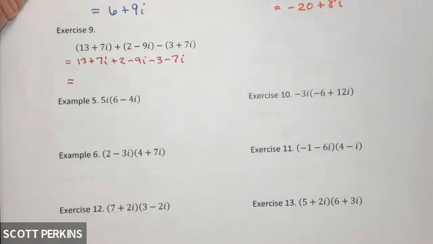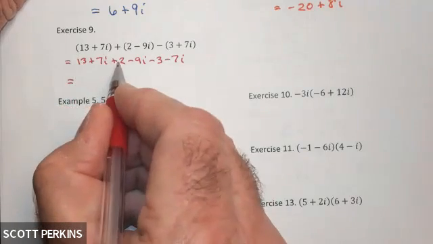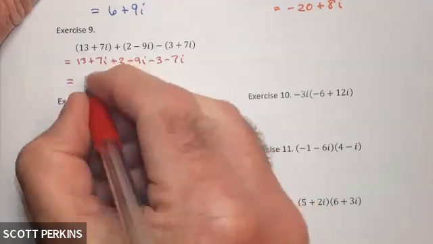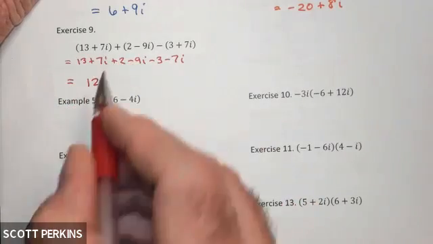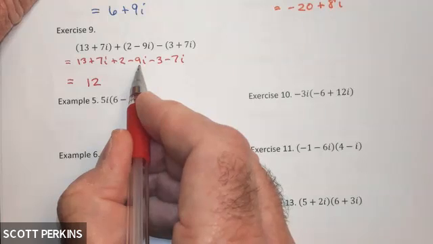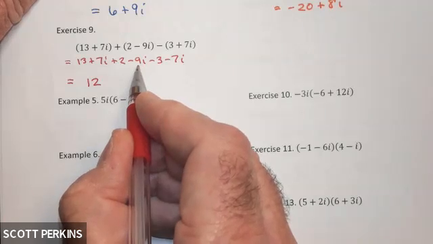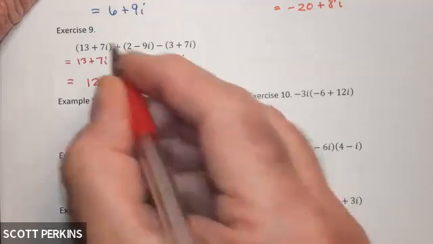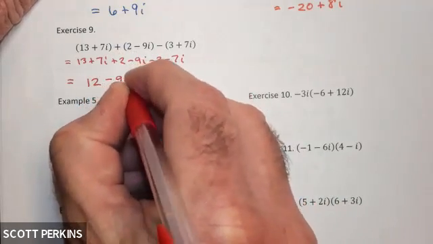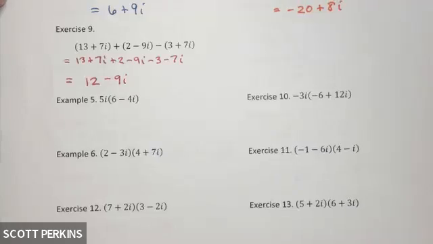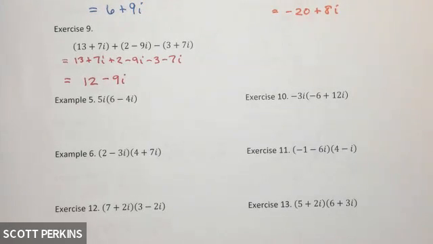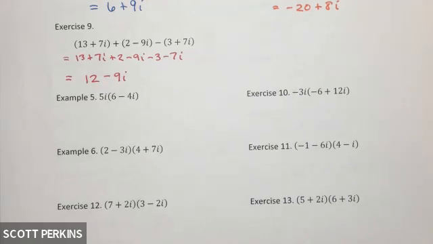We all should end up with the same thing. 13 plus 2 is 15, minus 3 is 12. And then 7i minus 9i is -2i. And then -2 and -7 is -9i. Before we move on, we got one more operation. Any questions, comments, concerns about adding or subtracting our complex numbers?